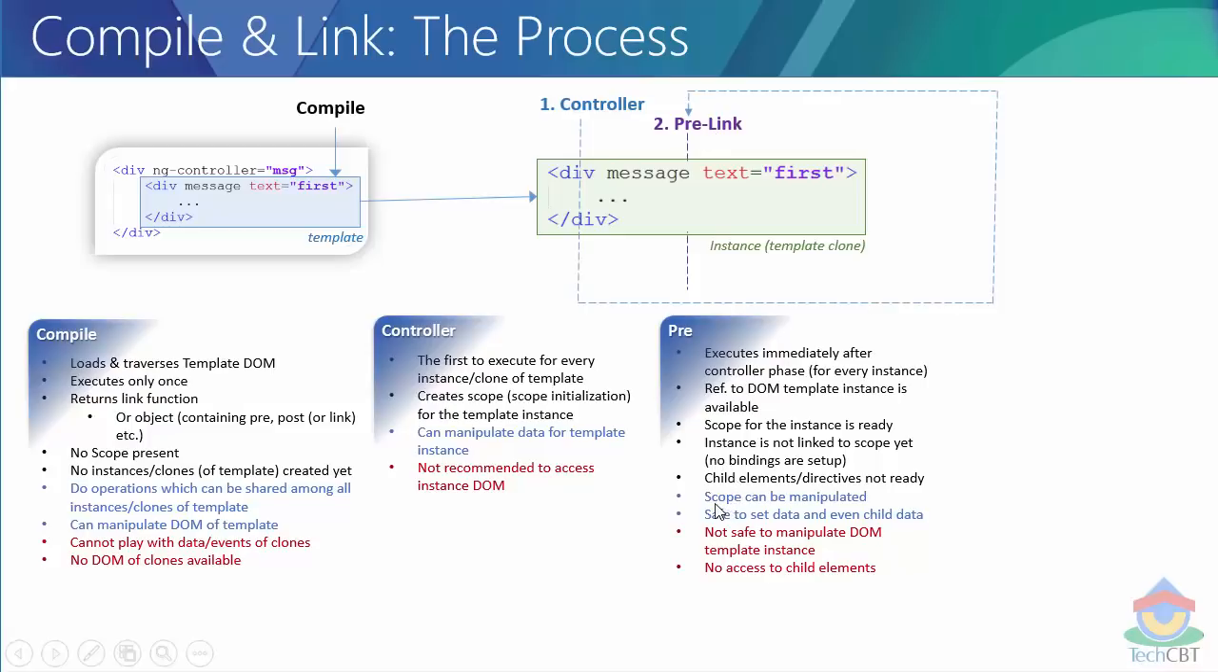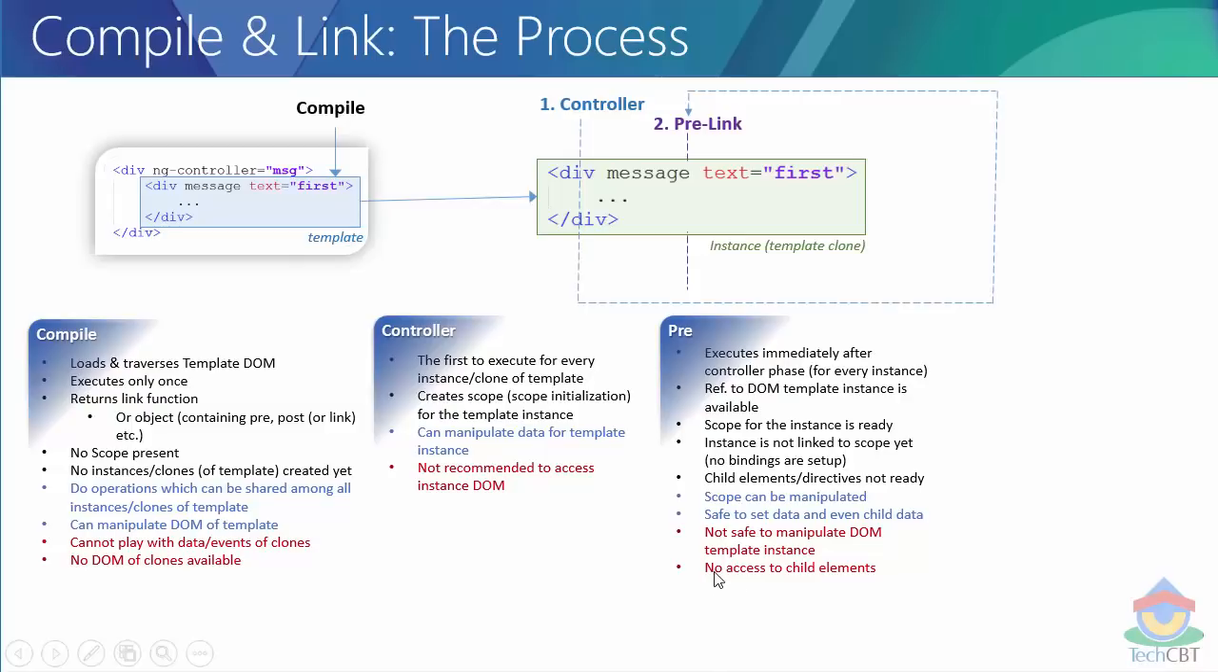And next, scope can be manipulated. As you have scope access here and the scope has been already initialized during the controller, and as the same scope is made available to the prelink, you still have option to modify the scope related data here, which might be consumed by this instance in future or by any of the child elements of this instance in future. And even though you can work with DOM here, for some reason AngularJS documentation says that it is still not recommended to actually manipulate the DOM in the prelink phase.